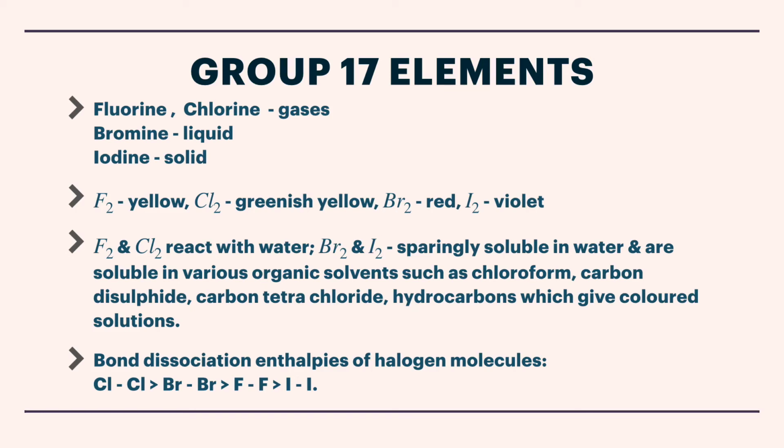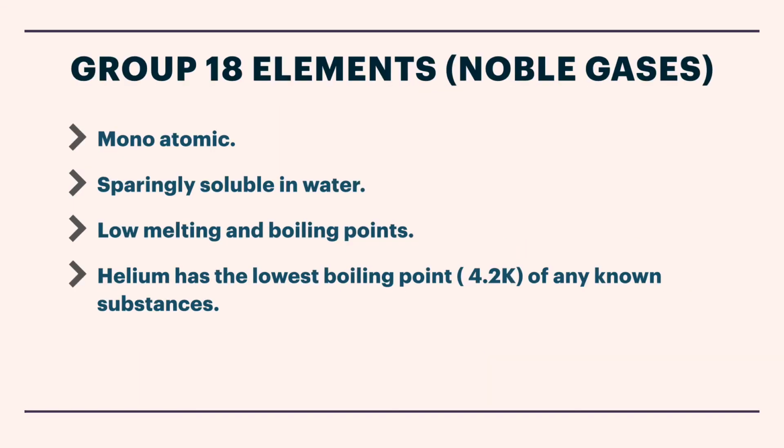Next, we'll understand the group 18 elements. As you know, group 18 elements are also called noble gases or inert gases. That means they don't react much with other elements. Now we'll see the properties of group 18 elements. They are said to be monoatomic. Hopefully you understood why: because they don't react with any other elements.